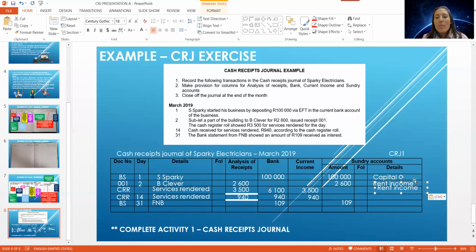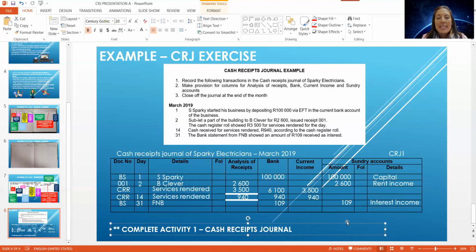In the details column I write, why did I receive this money? Because of interest that we received. So interest income. Once again, we do also get interest expense, so I think it's just better that we write interest income, then we won't get confused. Right, now, at the end, this is then the last transaction for this business. At the end of the month, we need to add the money columns to get totals, because those are the totals that we're going to use to post to the general ledger.